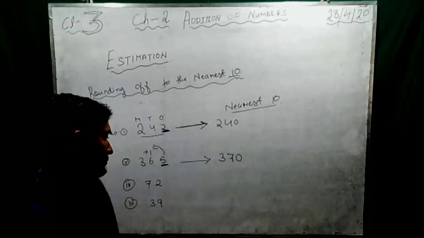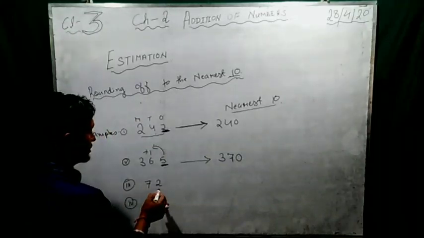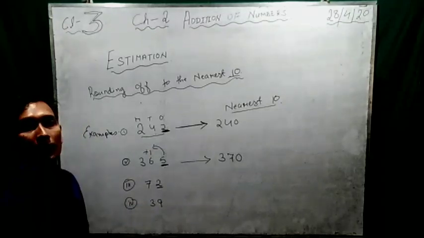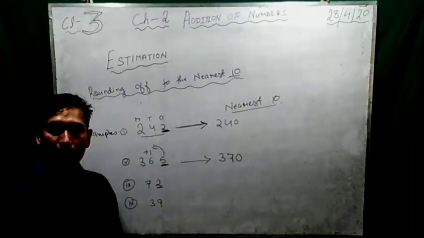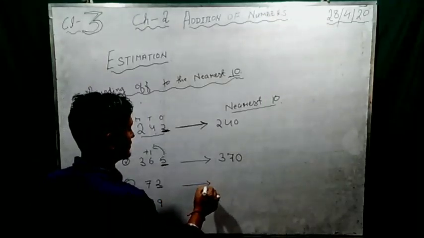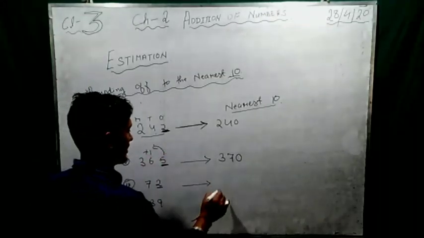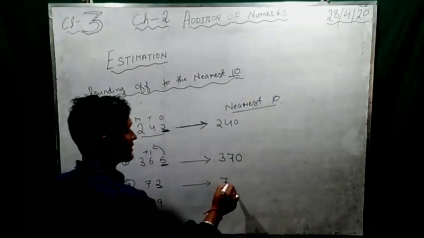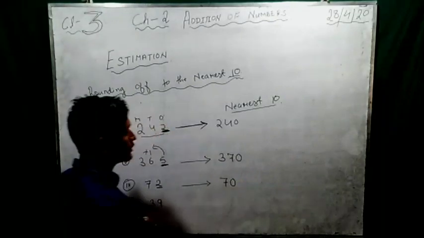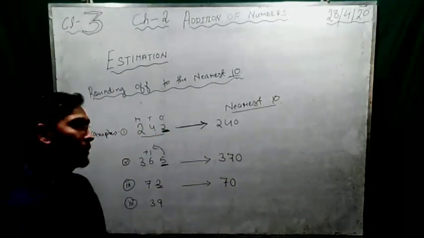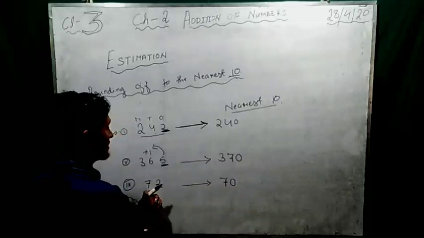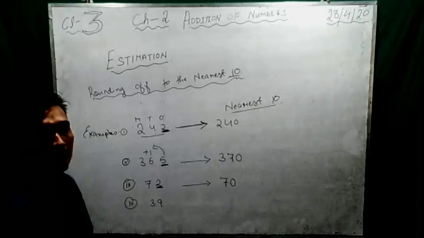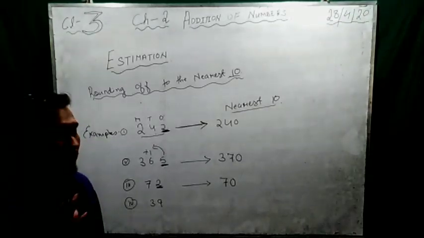Clear? Okay. Let's take a 2-digit number. What is this? This also is 2. That is less than 5. So the tens place number will remain the same, and the ones digit becomes 0, which means we replace it by 0. The 7 will remain 7 because the ones place number is less than 5.